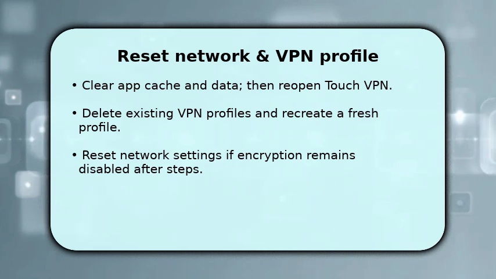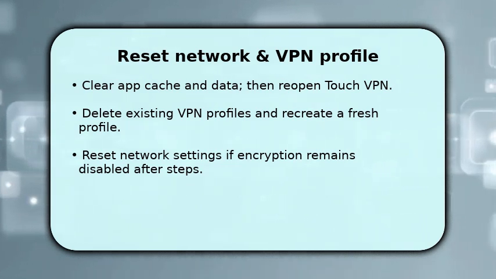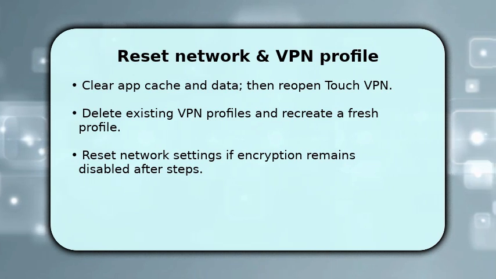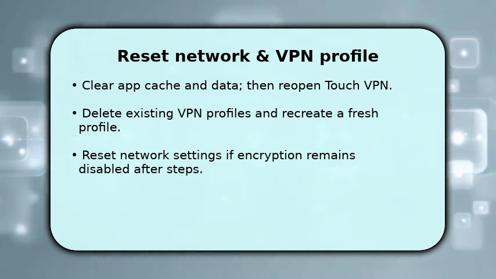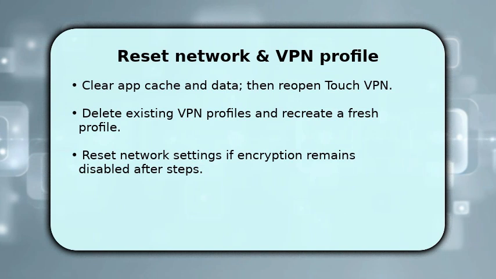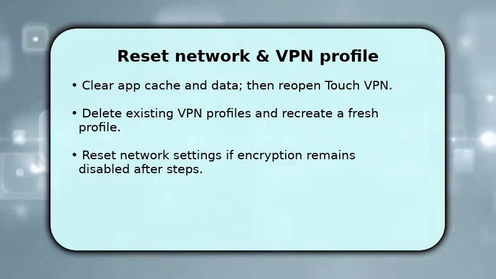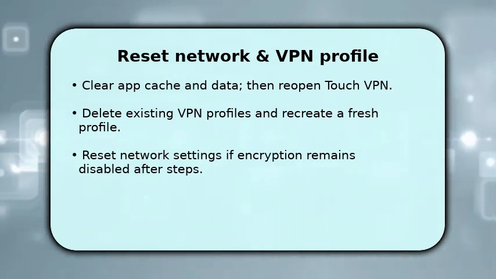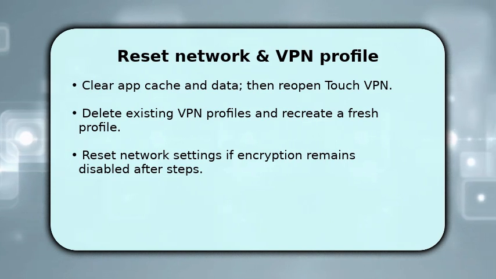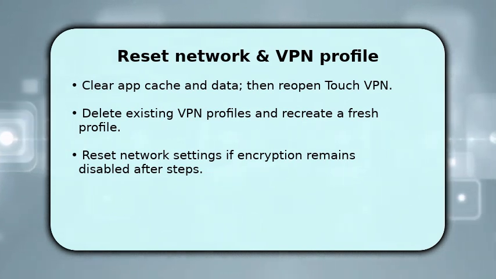If encryption is still off, delete any saved VPN profiles inside the app or system VPN settings and create a new profile with default options. If the app still shows encryption disabled, reset network settings on the device to clear stale routes and DNS entries. Then reboot. These actions rebuild the VPN state from scratch.